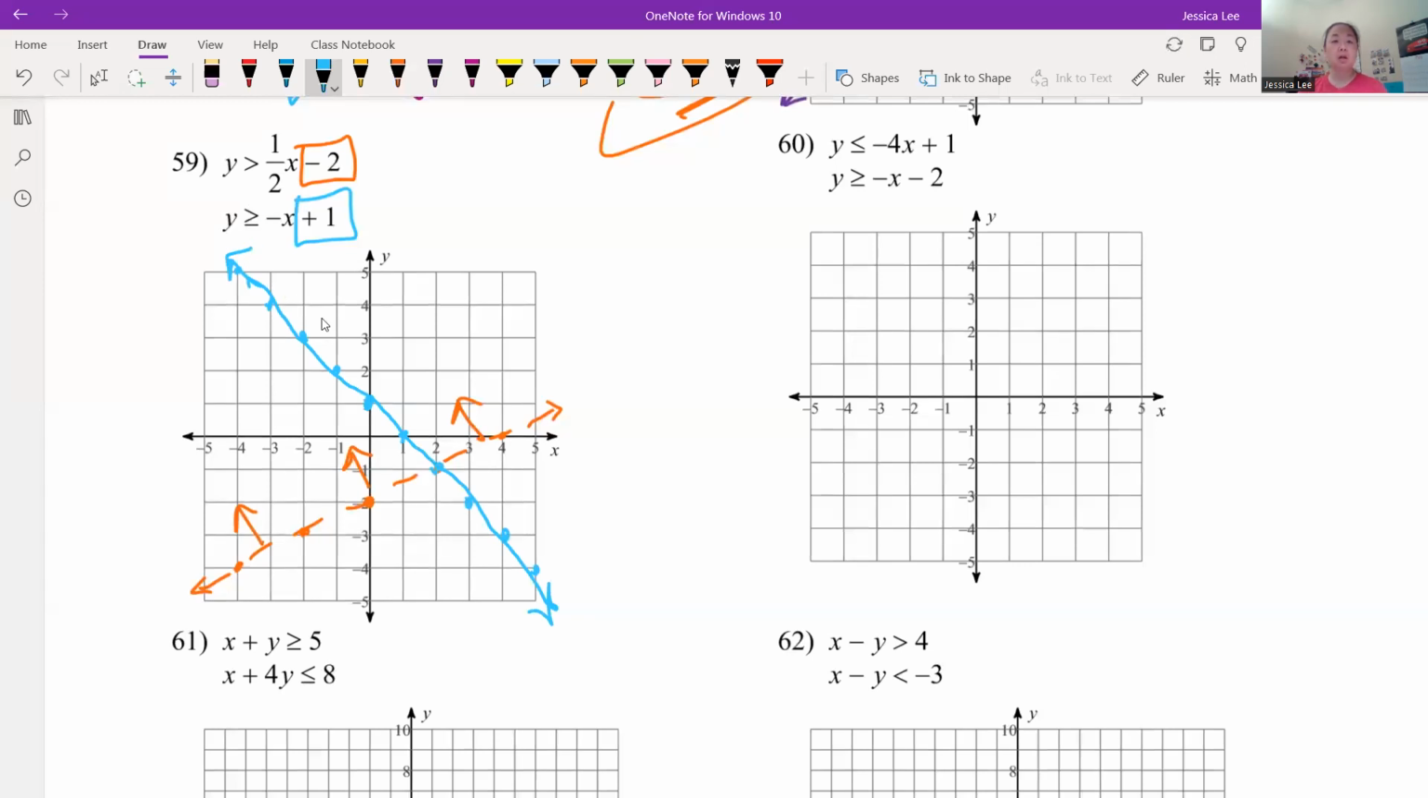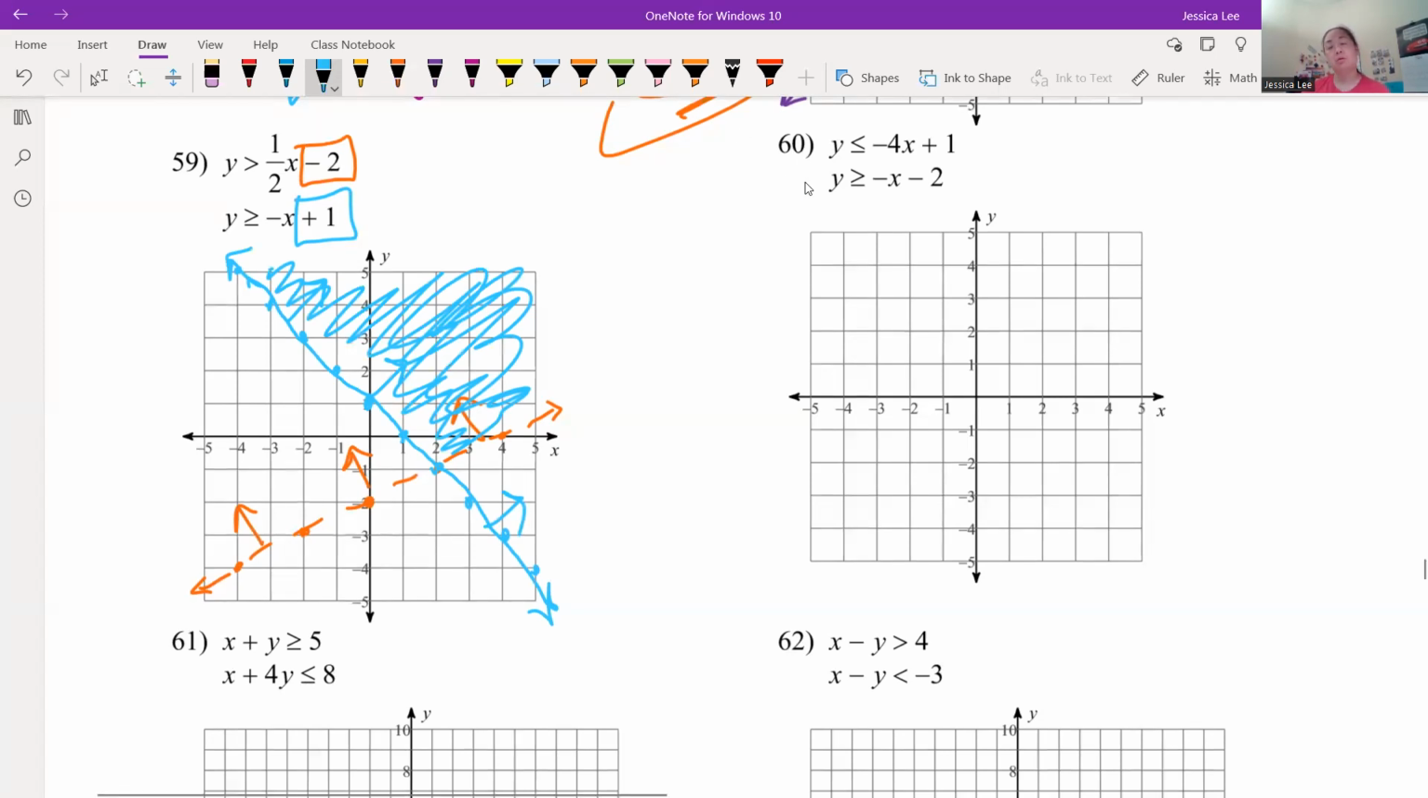And it says y is greater than. We know it's greater than, so it's going to be up top of here. So again, it's above the orange and above the blue, which means the only region that we can shade that's a solution is going to be up here. There we go. Done. All right.